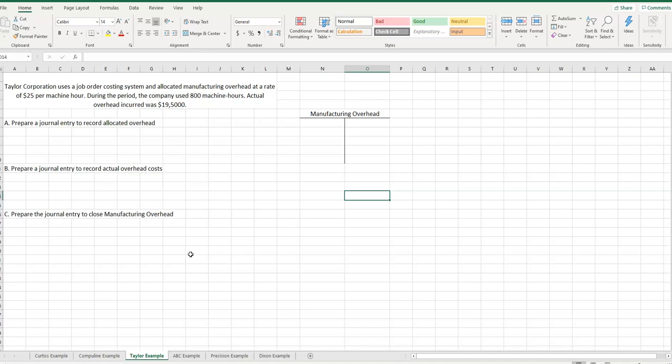the credit side. When we write off that account, when we close that account, we need to make sure that the account equals 0. If we have a debit balance, then we under-applied overhead, and if we have a credit balance, we over-applied or over-allocated overhead. So we have information about this business. We have a $25 per machine hour rate, and during this period, we used 800 machine hours. So we're going to apply overhead to jobs completed during that period.